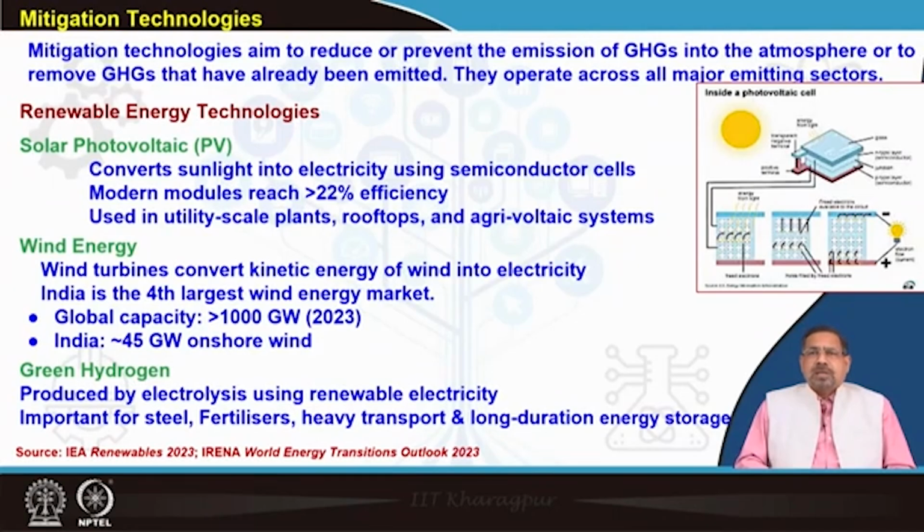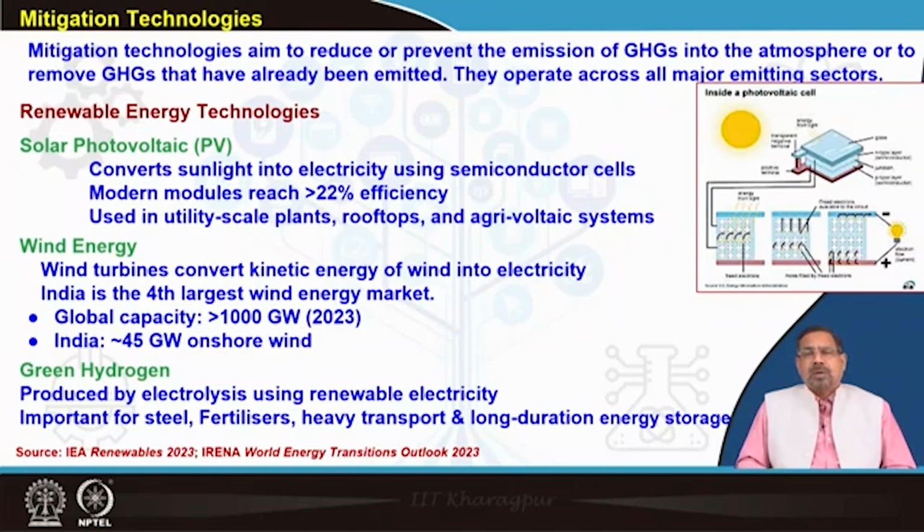So India is the fourth largest wind energy market. Global capacity of 1000 gigawatt by 2023, and India has committed 45 gigawatt of onshore wind energy to be harvested. The third one, which is taking prominence these days, is green hydrogen. This is produced by electrolysis using renewable electricity.